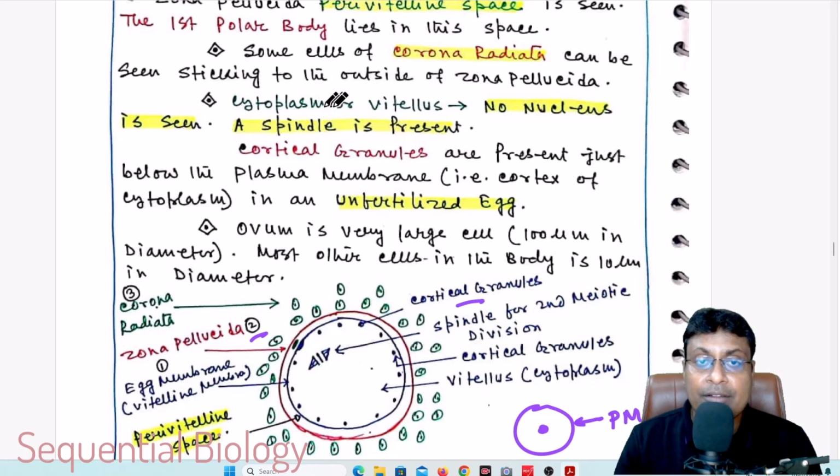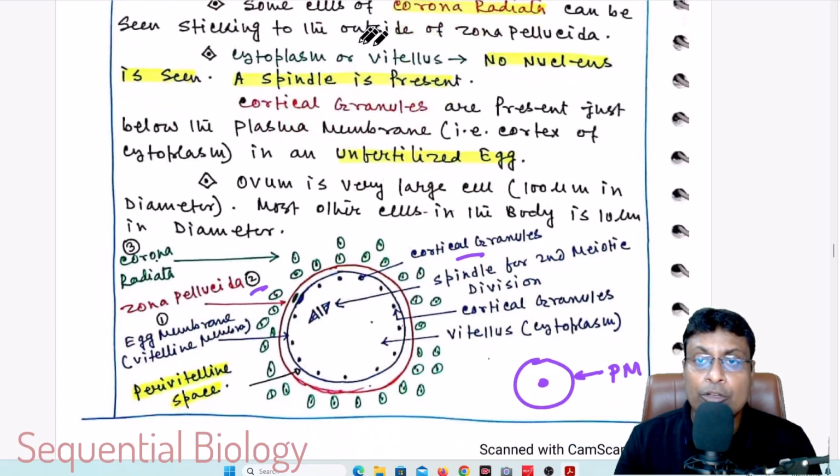And just inside the vitelline membrane, there is the cytoplasm or vitellus, and no nucleus can be seen, a spindle is present, and the cortical granules are present just below the plasma membrane. So this is the plasma membrane. Just below the plasma membrane, the cortical granules are present in an unfertilized egg.